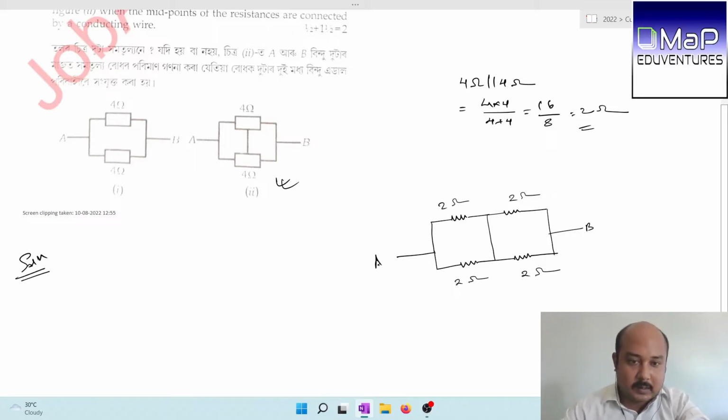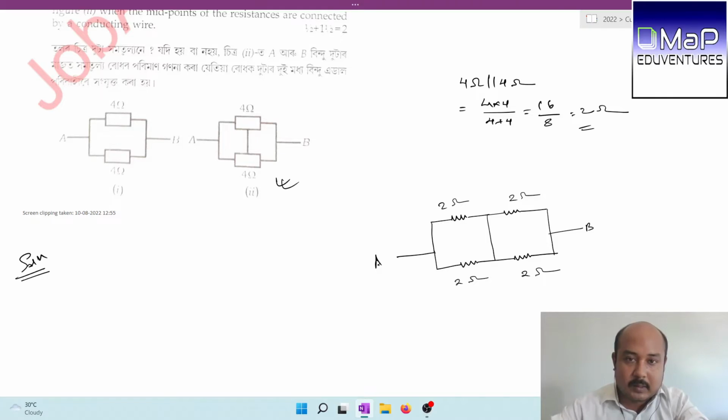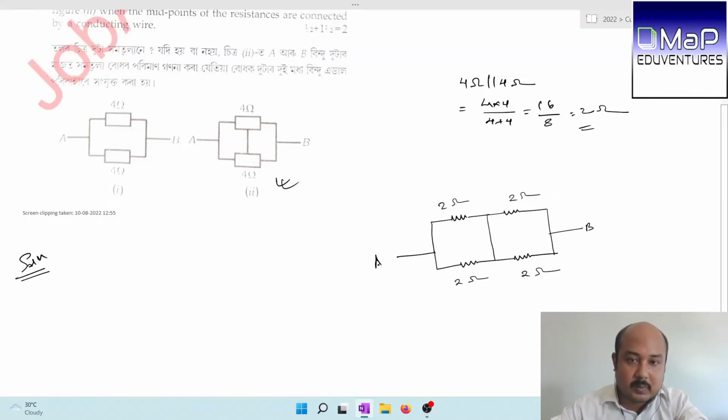Second diagram, there is a wire connecting the two resistances at the midpoints. So when the midpoints are joined, this 4 ohm resistance will split into two 2 ohm resistances. The lower resistance will be split into two 2 ohm resistances.